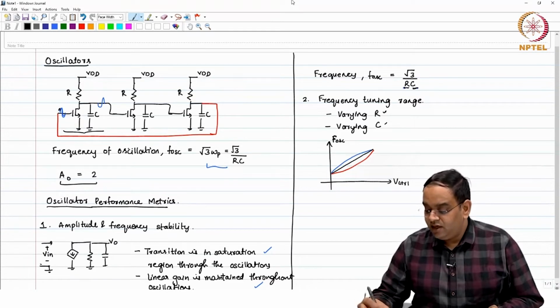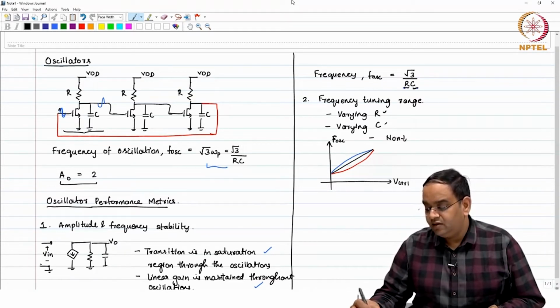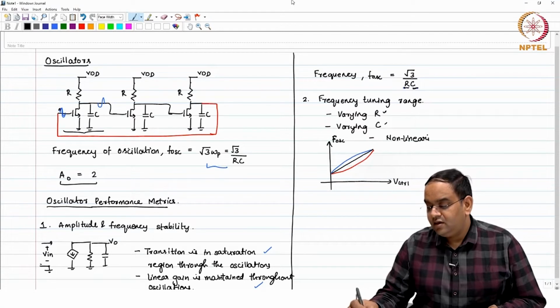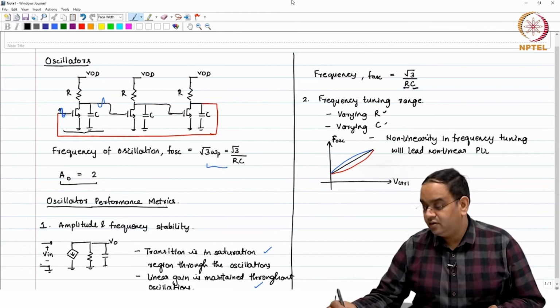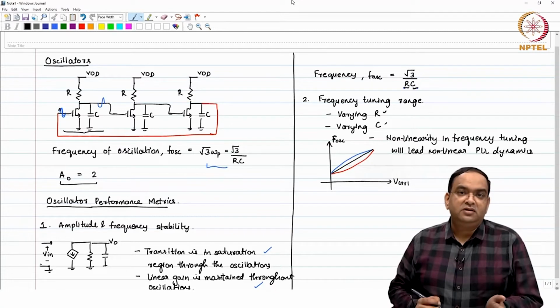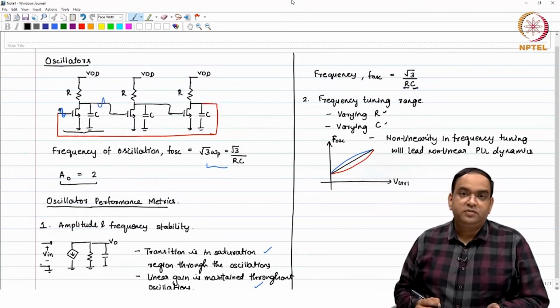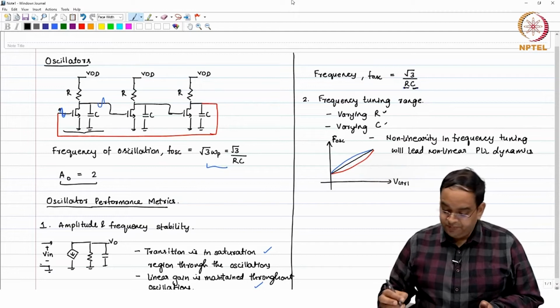Now, any non-linearity in frequency tuning will lead to nonlinear PLL dynamics. Okay. So, which is not desired. So, if you change your KVCO, your loop gain, bandwidth and other things will change. So, that is something which is not desirable.